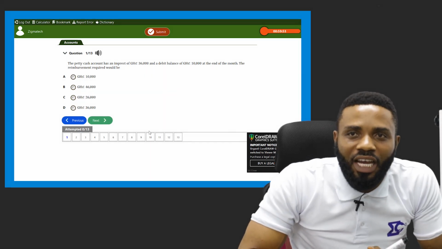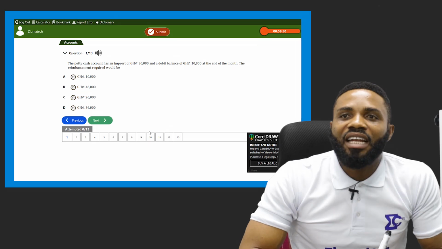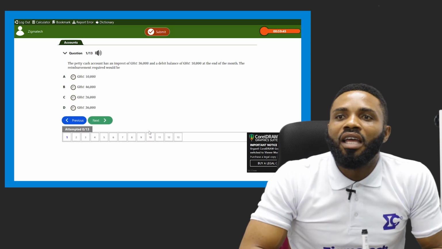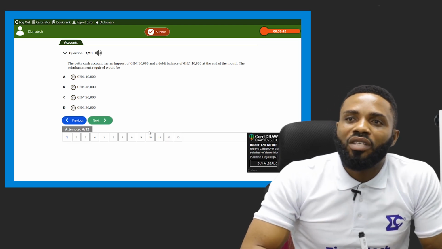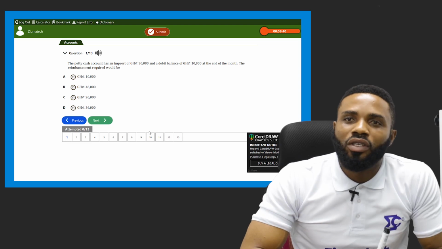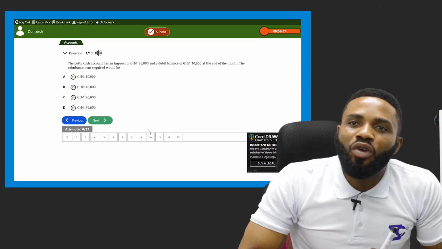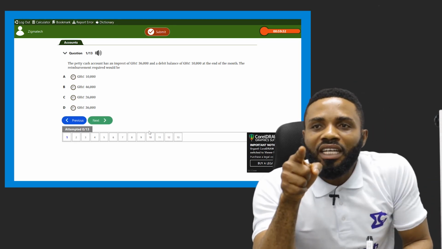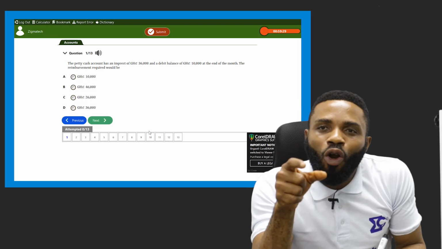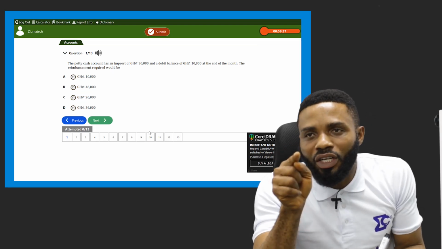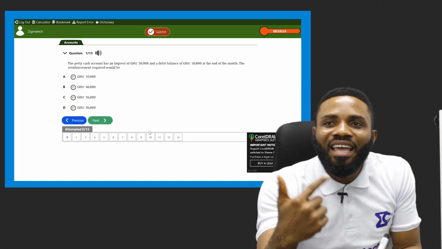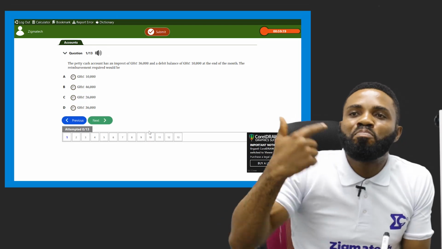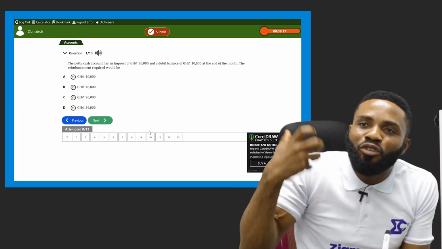The number one question here said, the petty cash account has an Imprest of 36,000 Ghana cedis, and then a debit balance of 10,000 Ghana cedis at the end of the month. The reimbursement required will be dash. Very simple. What you need to do now, this 36,000 is called the float. That is the amount of money that is given at the beginning. And then they say a debit balance of 10,000. That means the petty cashier spent this money and he is left with what?